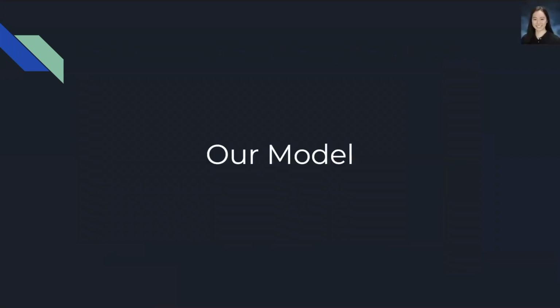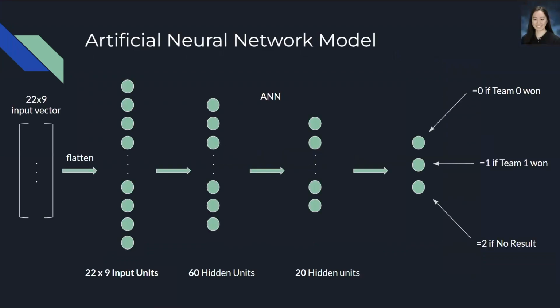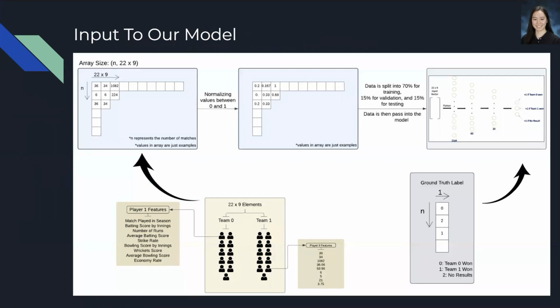So we'll talk about our deep learning model. The model we built is a 3-layer ANN, and we can see that the first layer inputs 22 by 9 and outputs 60. The second layer inputs 60 and outputs 20. The third layer inputs 20, and it's connected to 3 output neurons that tell you which team wins or if there's no result. So how does our data feed into our model?